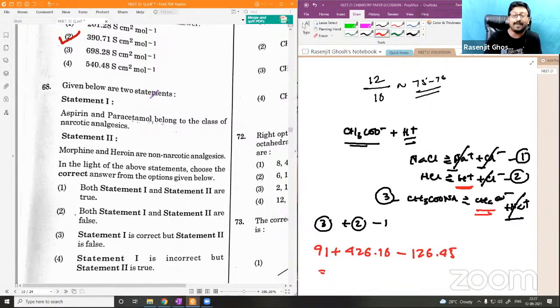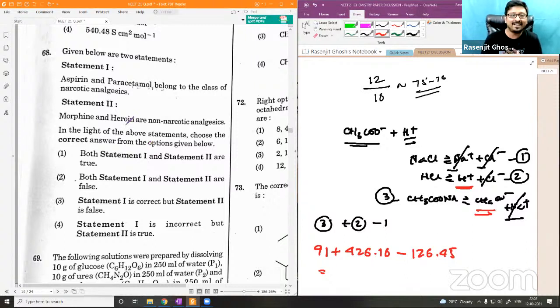Now, next one, 68. Statement 1: aspirin and paracetamol belong to the class of narcotic analgesics. Aspirin and paracetamol, definitely they're analgesics, no doubt in that. Statement 2: morphine and heroin are known as non-narcotic analgesics. Morphine and heroin are also analgesics, but all of us know these are two very famous narcotic analgesics. Aspirin and paracetamol are commercially available, so definitely they are non-narcotic. It's very simple, you don't need to know the chemistry to answer this question. So the correct answer is both statement 1 and statement 2 are false.